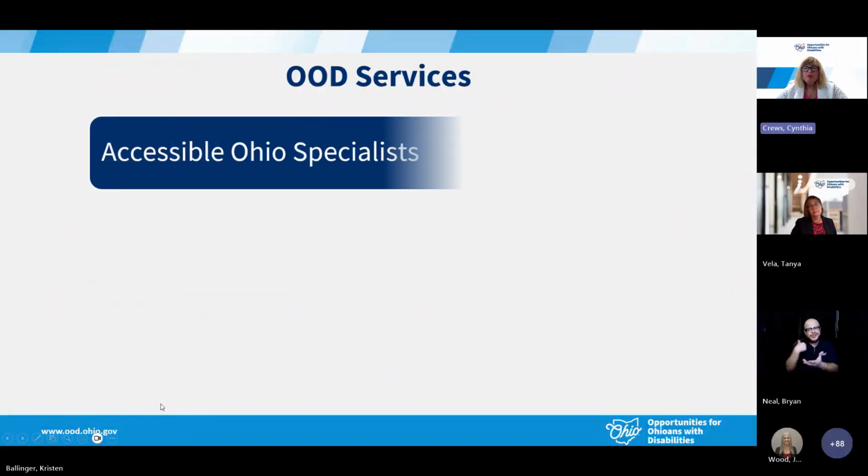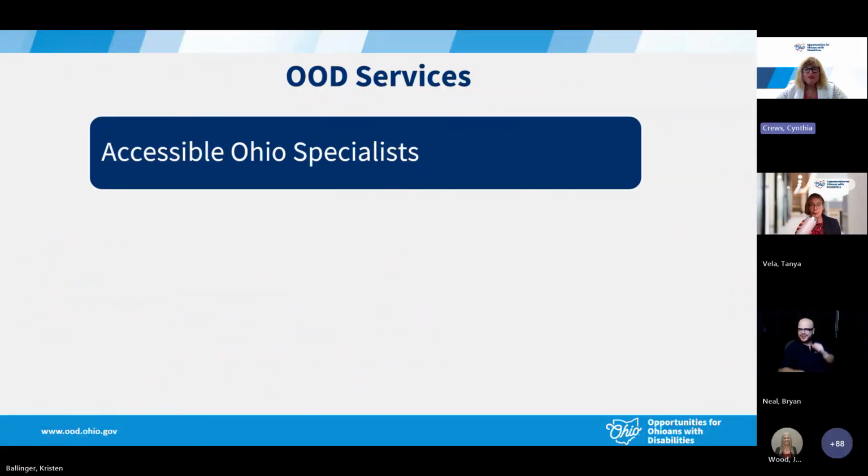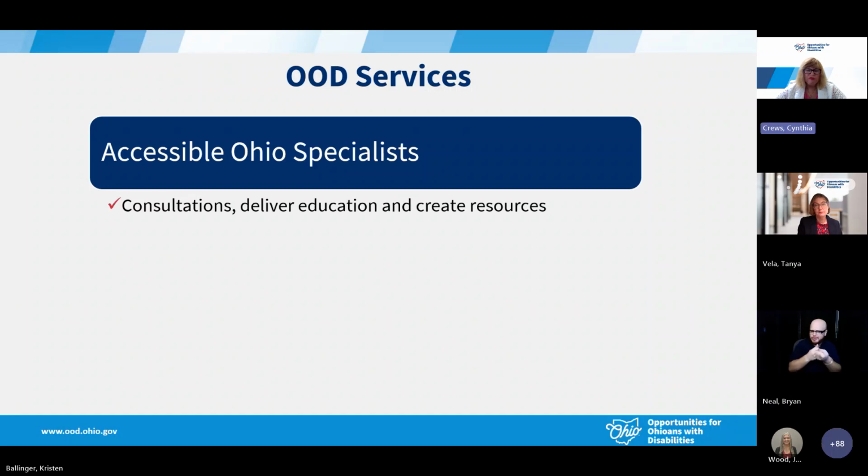Sure. The Accessible Ohio program partners with businesses, communities, venues, attractions, and employers to connect them with resources and information to support their accessibility journey. Here's how we can support you. We offer consultations, provide educational resources, and create resources aimed at helping our partners identify their accessibility goals and plan a way to achieve them.